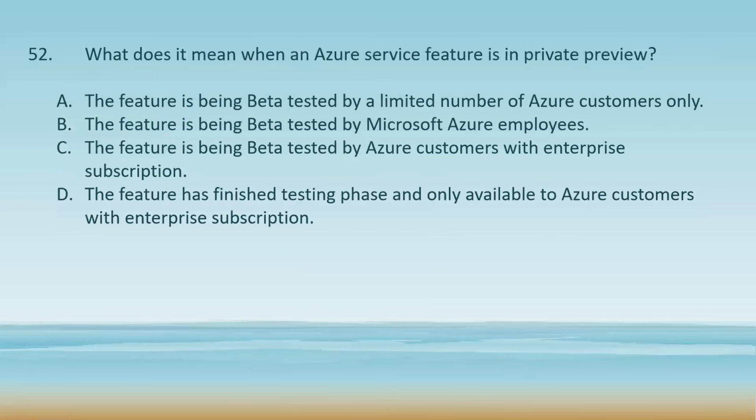Moving on to the next question. What does it mean when an Azure service feature is in private preview? Your options are: the feature is being beta tested by a limited number of Azure customers only. The feature is being beta tested by Microsoft Azure employees. The feature is being beta tested by Azure customers with enterprise subscription. The feature has finished testing phase and is only available to Azure customers with enterprise subscription.